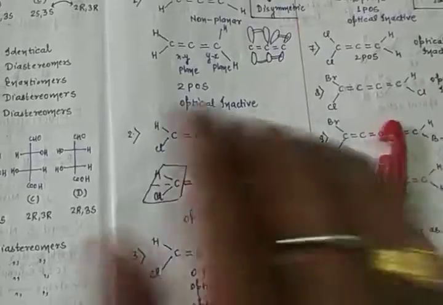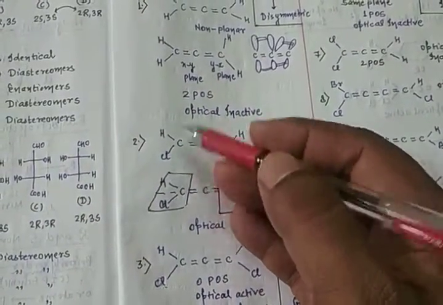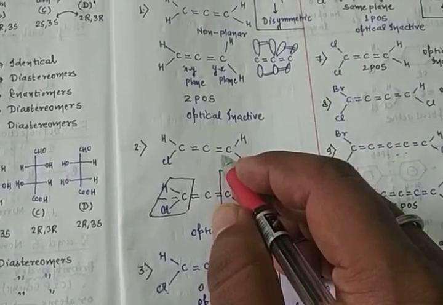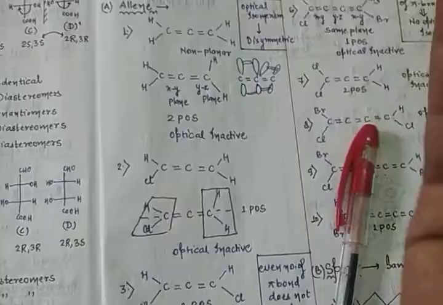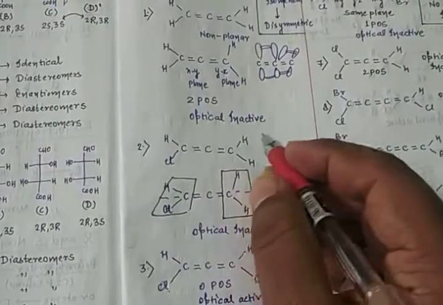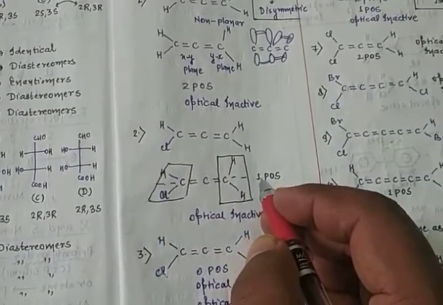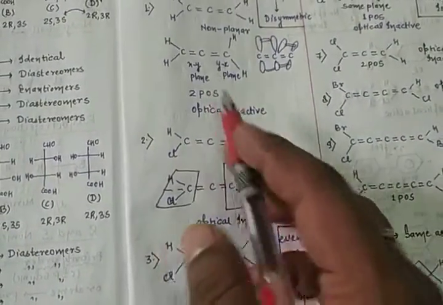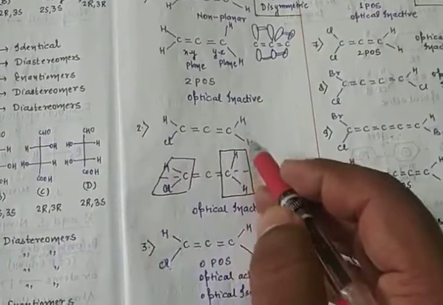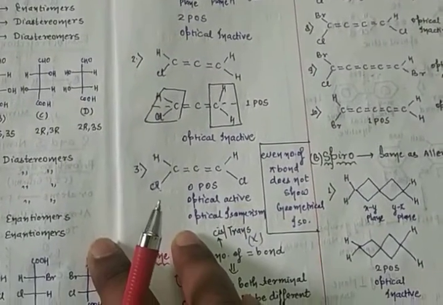So just you cut from that side, the one hydrogen and one chlorine, there is a different group. But in this case this is the yz plane. So you cut from that side, the one hydrogen and one hydrogen, the same group is there, it means one plane of symmetry. In one plane both groups are the same, but in the other there is a different group. So one plane of symmetry, so again optically inactive.